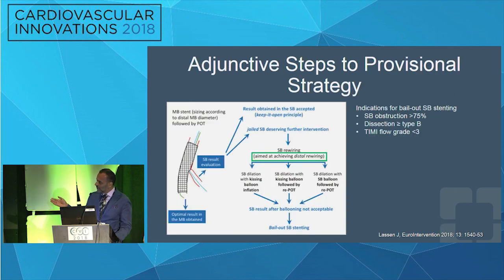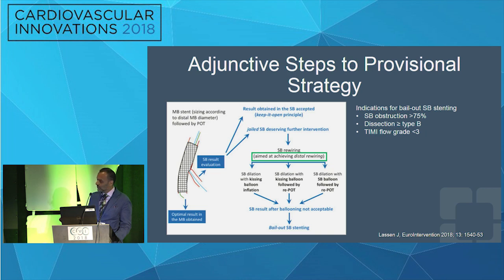This is just moving down the provisional stent algorithm. So you stent this, optimize the stent for the mother branch, and then you look at the side branch to see if you're happy with the result. And obviously, if you're happy with the result, you're done. If there are issues with the side branch in terms of flow, or if it's stenosed significantly, then there are several strategies that are recommended to try to alleviate the problem.